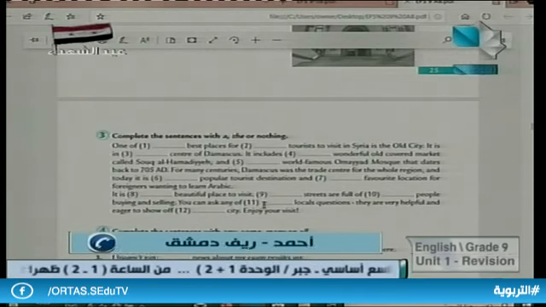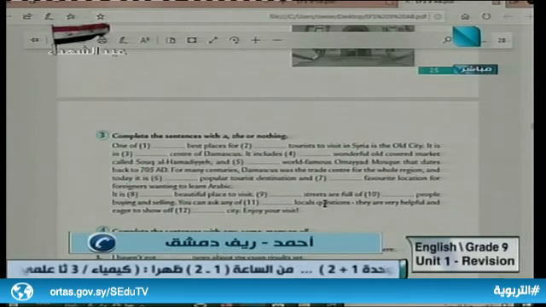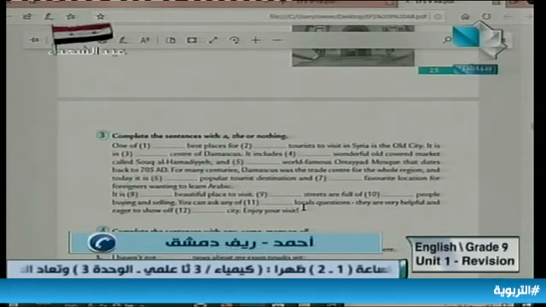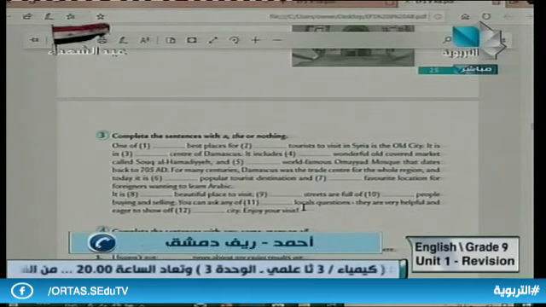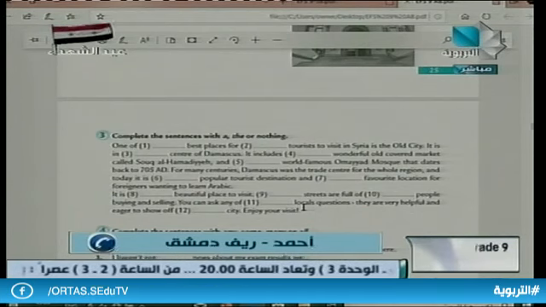Number 11, you can ask any of the locals. Here we have any of the locals, because we mean the people of Damascus, so it is definite. They are known, because we are talking about the people of Damascus, not any people. We are talking about something specific. Okay, Ahmad?